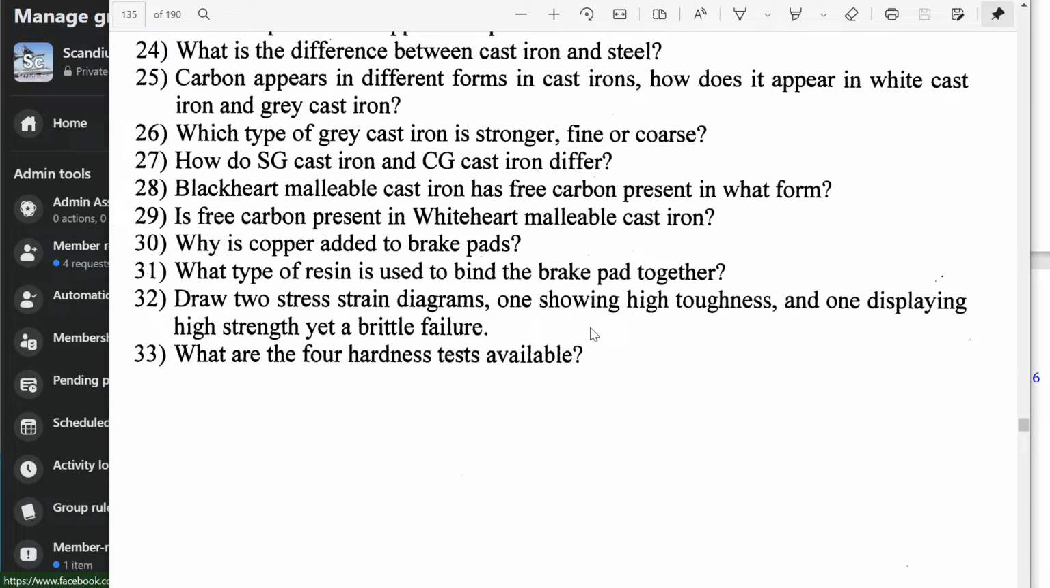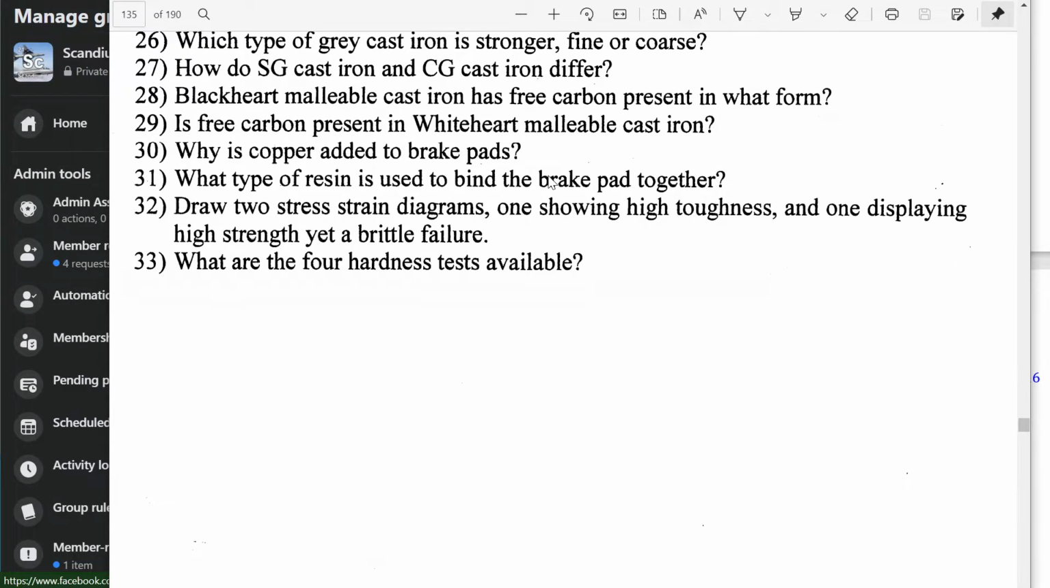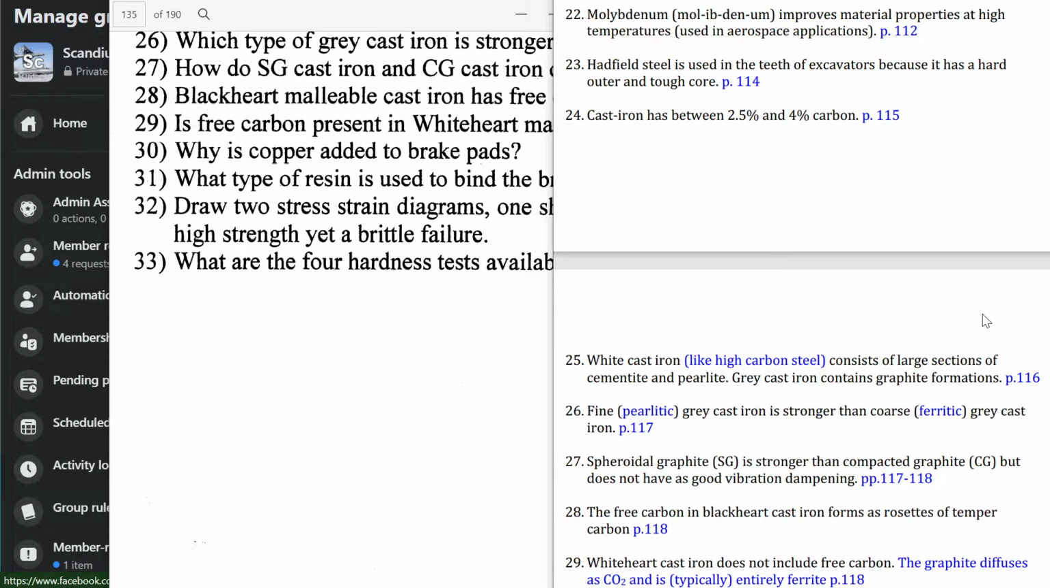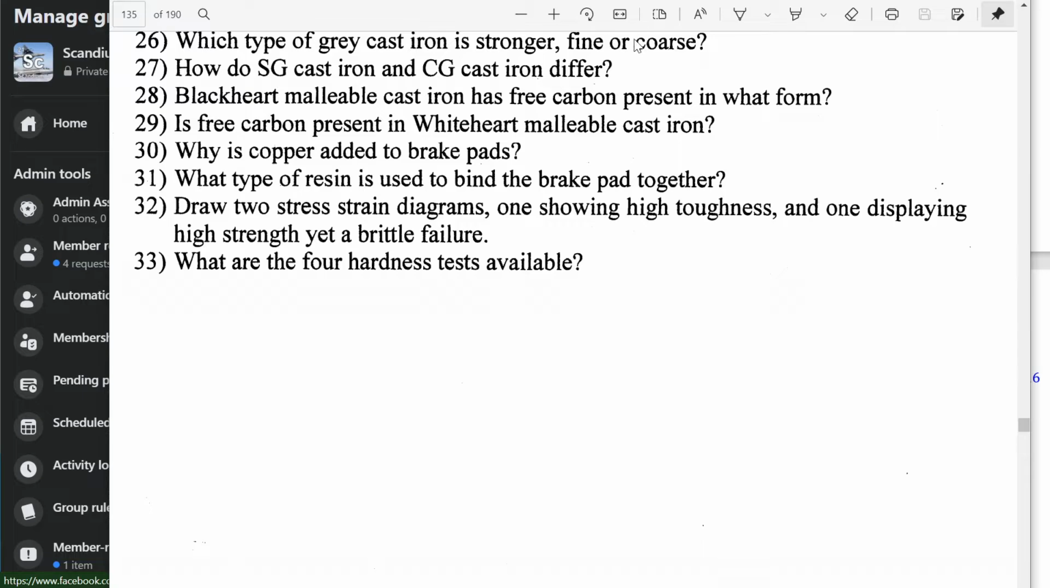To be honest, I don't think you're likely to get questions on this. I'm not going to write you questions on this, again because I don't see it enough in the HSC. Okay, how does SG, which is spheroidal graphite cast iron, and CG cast iron differ? So, what have I got? This is question 20. Which type of grey cast iron is stronger? Coarse or fine?